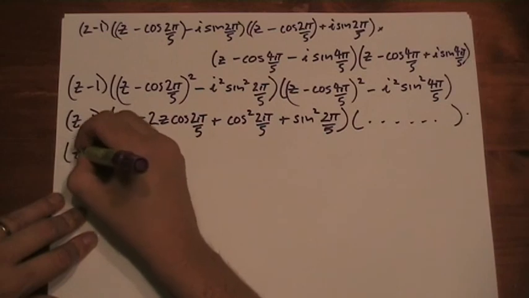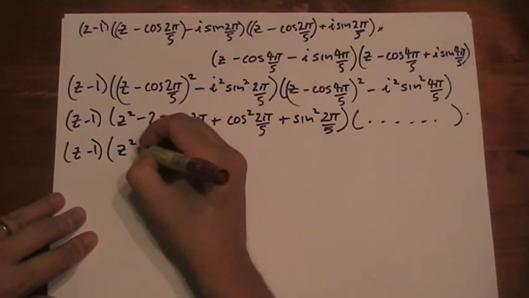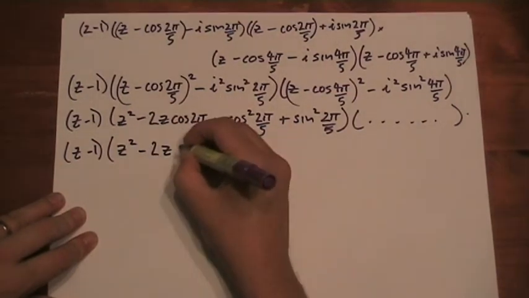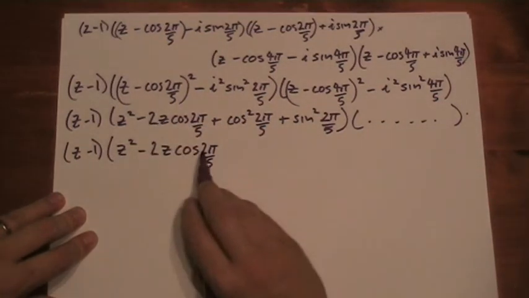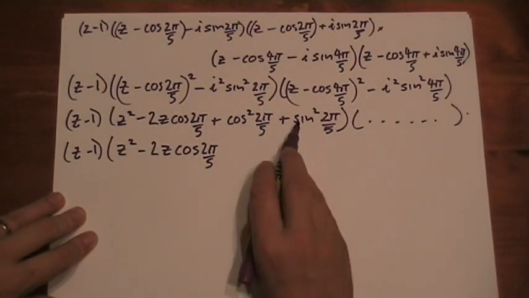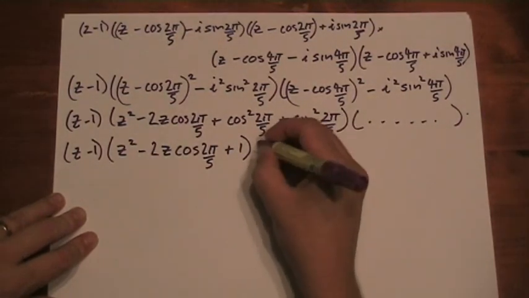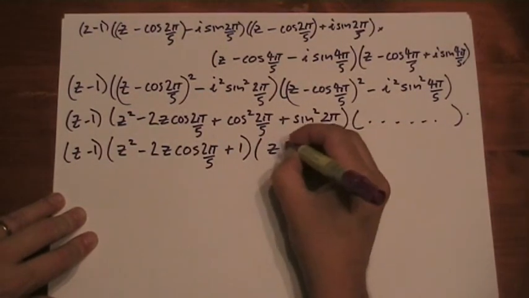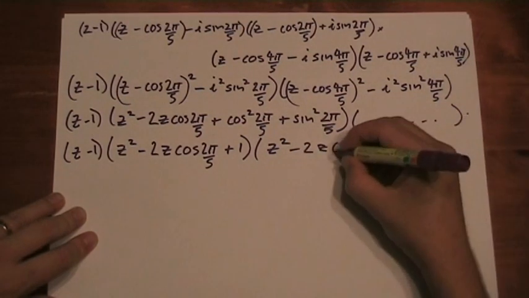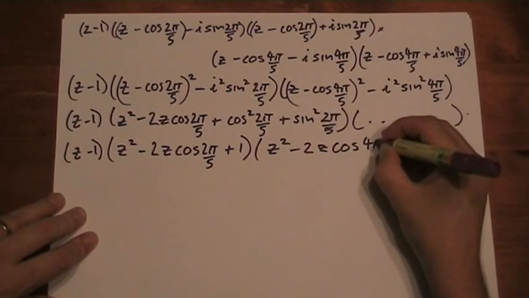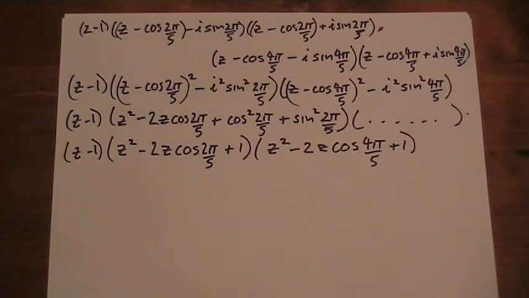So you're going to get z minus 1. This one, if you have a look at it, you've got z squared minus 2z cos 2 pi on 5. All real numbers so far. Cos squared plus sin squared, the identity, is simply equal to 1. And so if you did the same over here, you'd get z squared minus 2z cos 4 pi on 5 plus 1, and that's the factorisation over the real field.